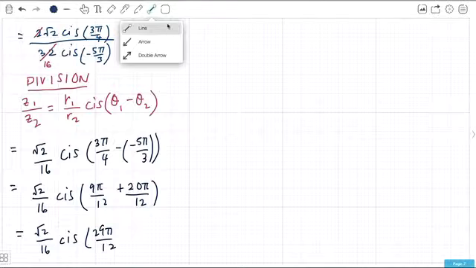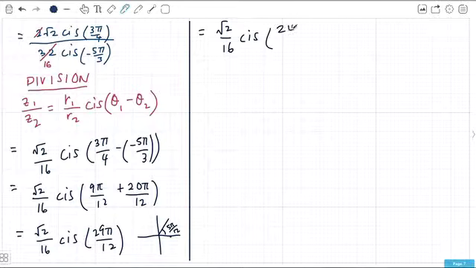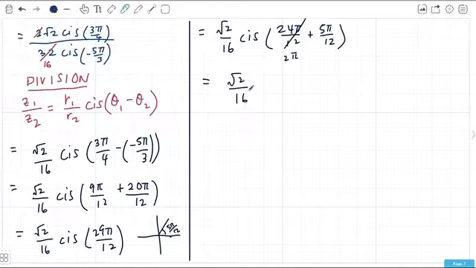12. And because that's really quite an ugly answer to have, I want to think about where that is in terms of the unit circle. We know that 2 pi is 24 pi on 12, so this is about here, 5 pi on 12 more, because it's 24 plus 5 pi. And I can write that so you can see that. 24 pi on 12, that's 2 pi, plus 5 pi on 12. So this is 2 pi. So all we're left with is root 2 on 16 cis of 5 pi on 12.